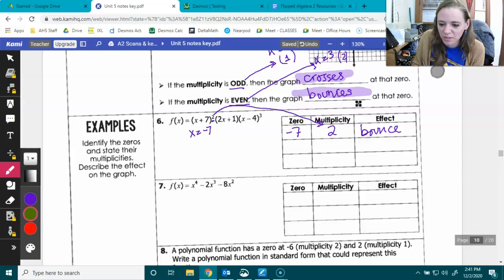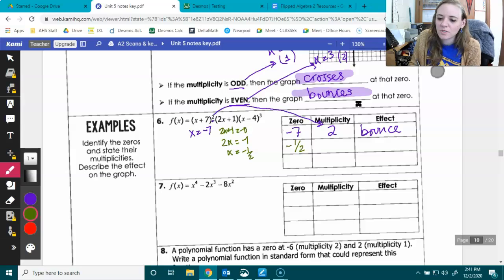So 2x plus 1 equals 0. 2x plus 1 equals 0. Minus 1 to the other side. So 2x equals negative 1. Divide by 2. And x equals negative 1/2. So yes, it is possible to have a 0 that is a decimal or fraction. Alright, and no exponents on this one. So that means I only have one of them. And this is because it's in the form of factor. It's already in factored form.